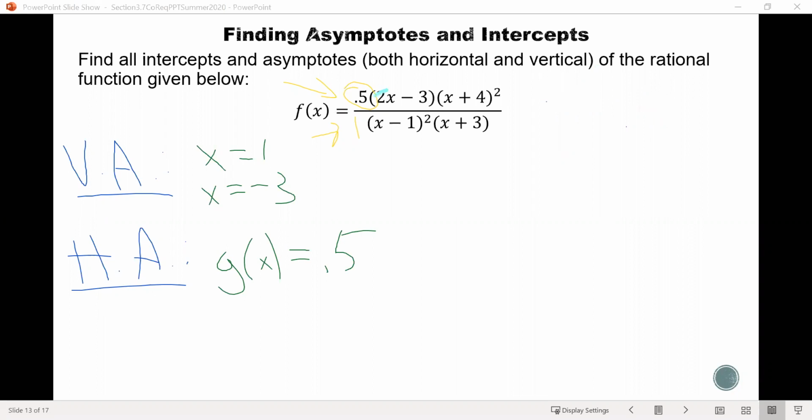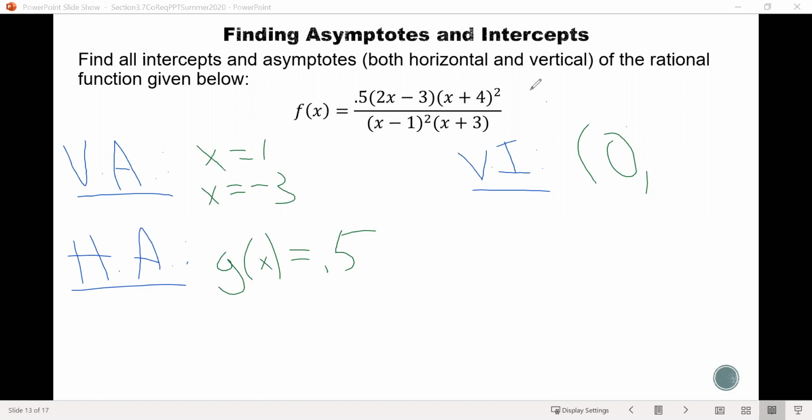All right. Now let's talk about intercepts. We'll start with finding the vertical intercept of the function. We know to find vertical intercepts, we input 0 and see what we get for our output. So I plug in 0 for x up there.